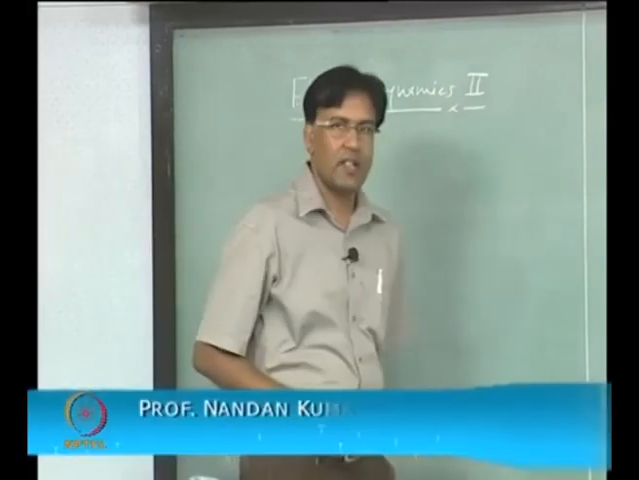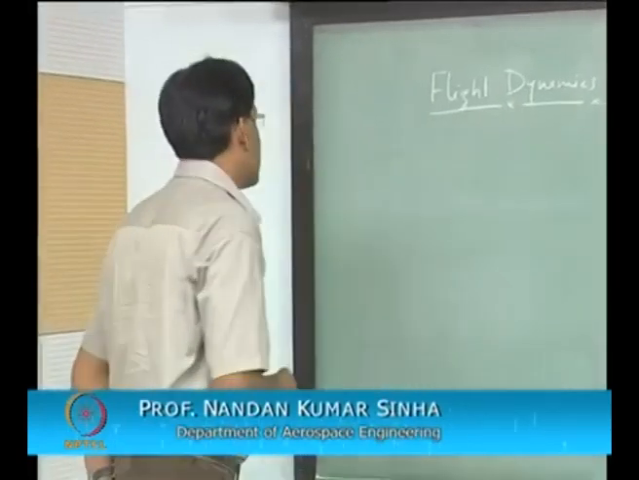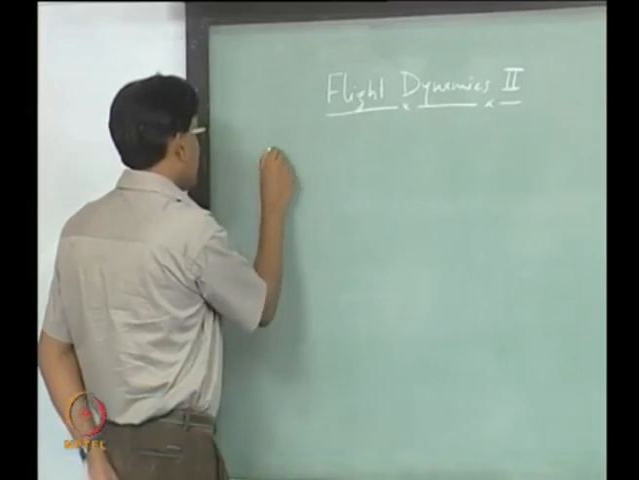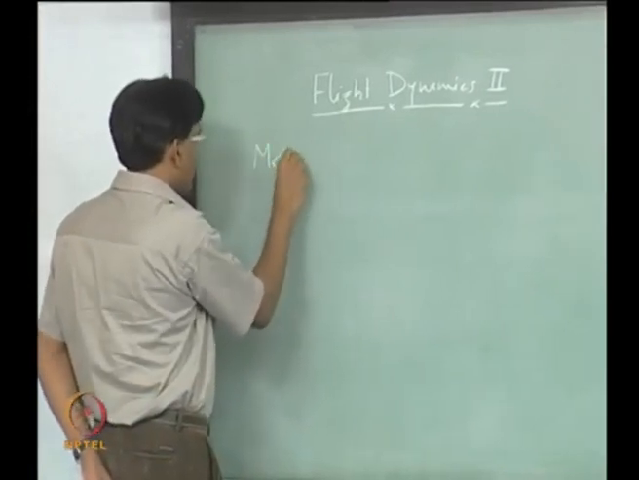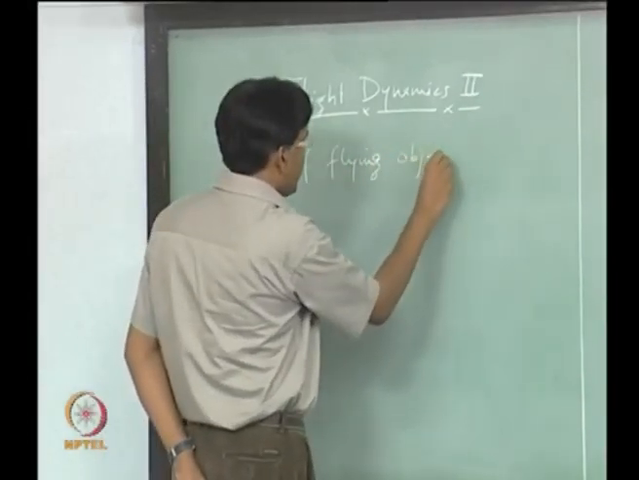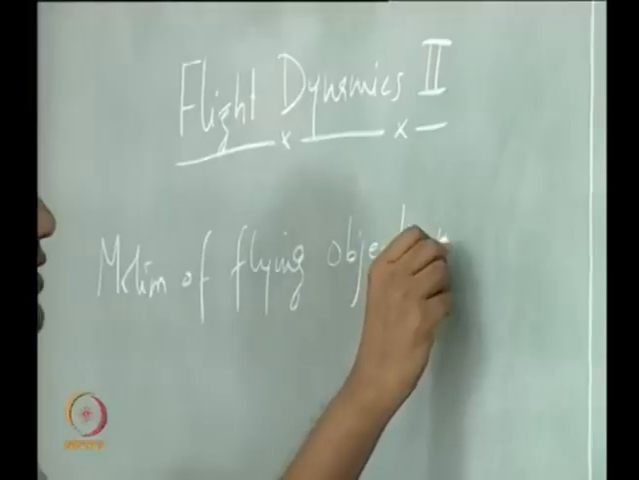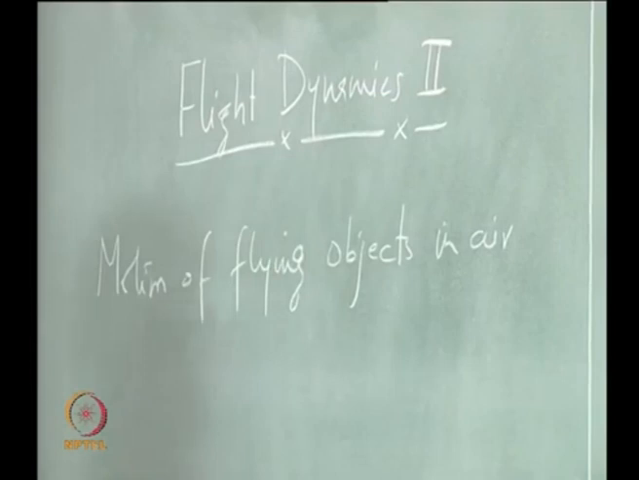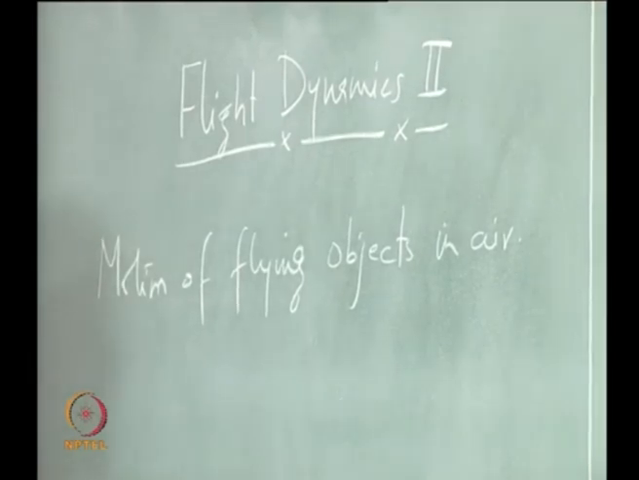Flight Dynamics 2 is the name of the course. In this course, we are studying motion of flying objects in air. The motion that we will study is about the equilibrium conditions. So let's say we assume that the object that we are looking at is flying in steady equilibrium motion.